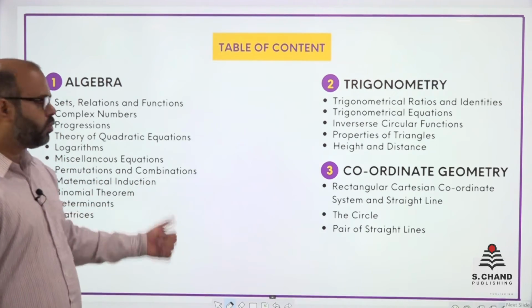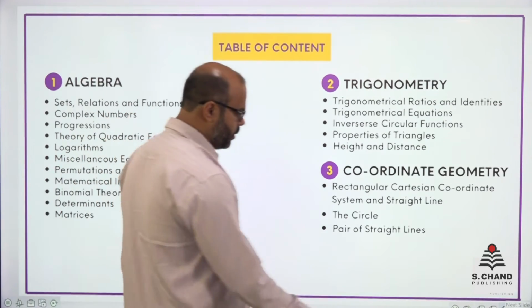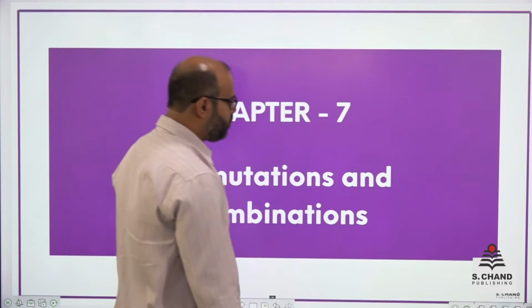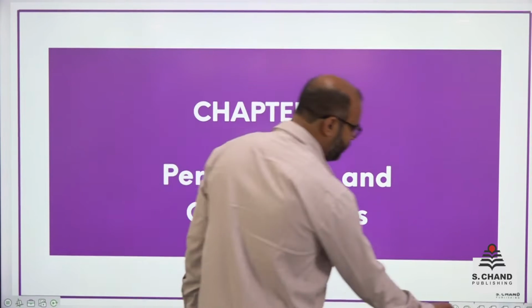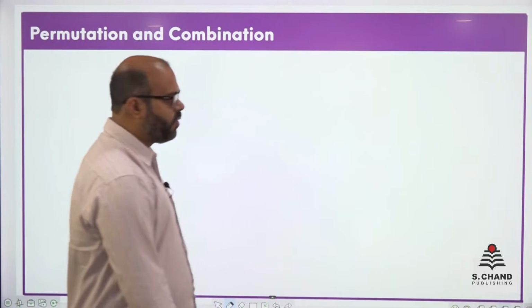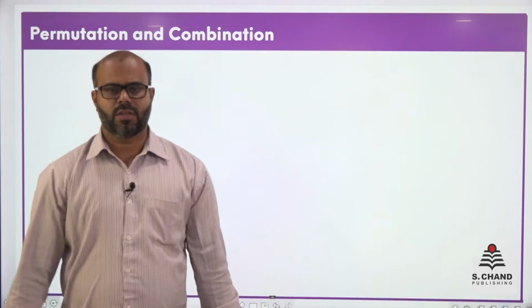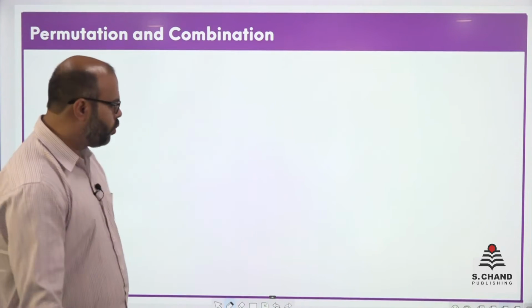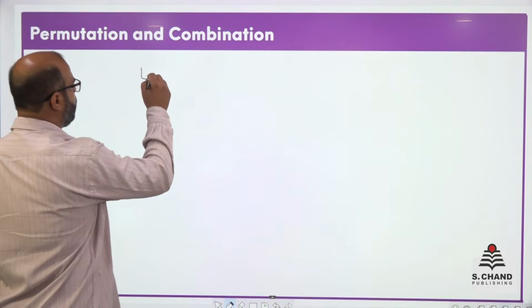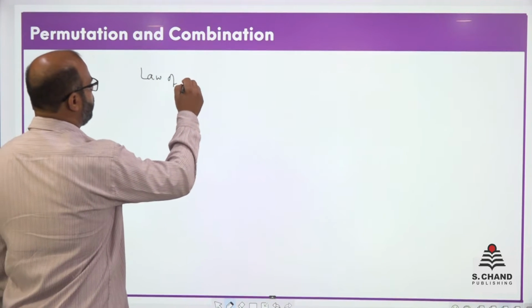In this chapter we are going to do permutations and combinations. This is chapter number 7. First of all, let us see some basic theories and recap them. So, law of addition and law of multiplication.